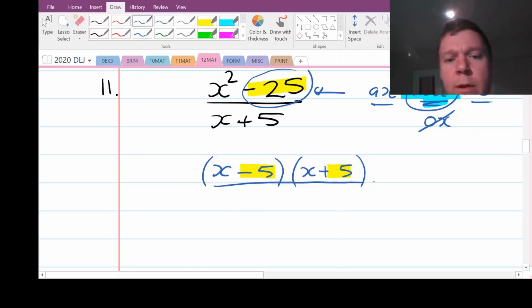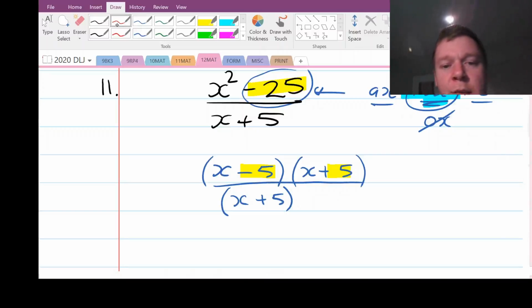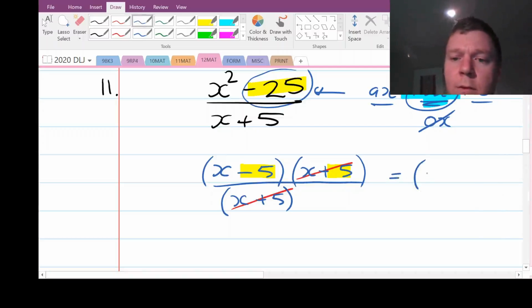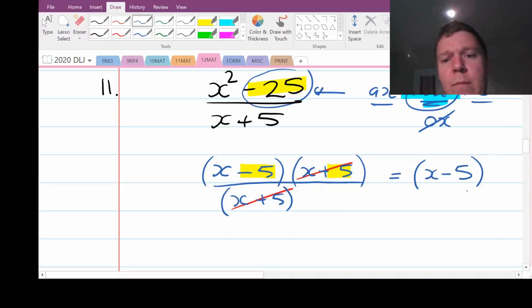Our bottom is an x plus 5. When we're cancelling, we look for what's similar. We've got x plus 5 on the top and an x plus 5 on the bottom, so those are the two brackets which will get eliminated. Then we are left with x minus 5. Technically you don't even need those brackets, so x minus 5 is fine.